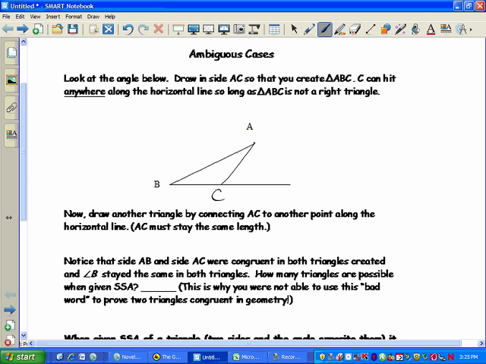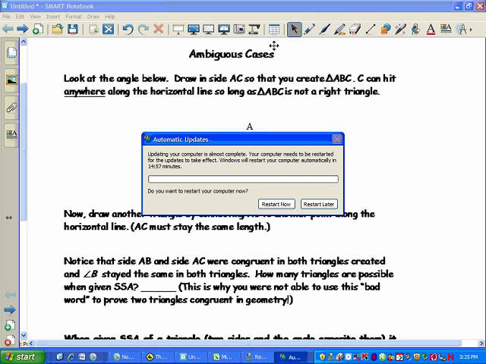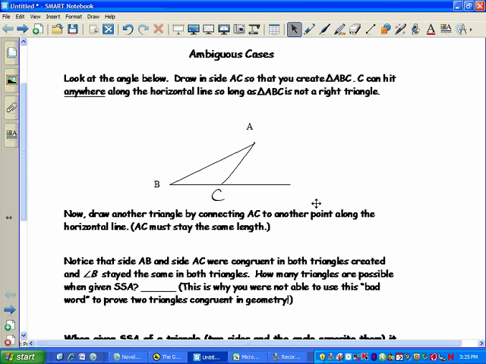Now look at the next thing. Now draw another triangle by connecting AC to another point along the horizontal line. AC must stay the same length. So you can make yourself like a little compass. So mine would come about right. Oops, apparently not there. Okay, so this is another possible C. We could call it C prime if we wanted to.